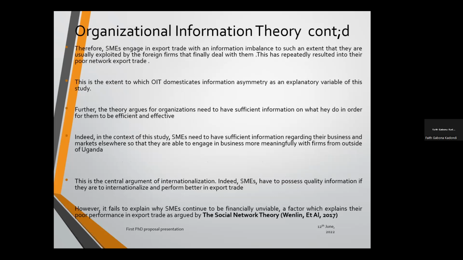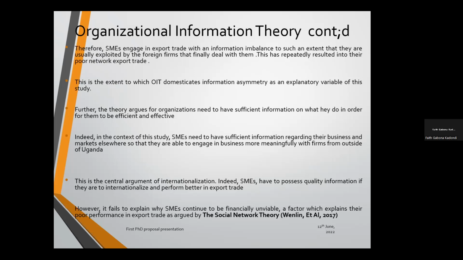The occurrence of this has led to poor network export trade. This is the extent to which the theory I intend to use in this research, that is the organization information theory, will domesticate information asymmetry as an explanatory variable of this study. Furthermore, this theory argues for the need of organizations to have sufficient information on what they do in order for them to be efficient and effective.